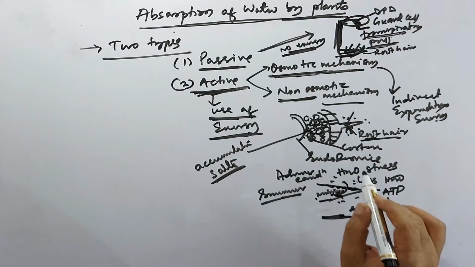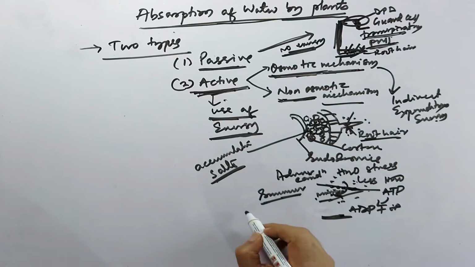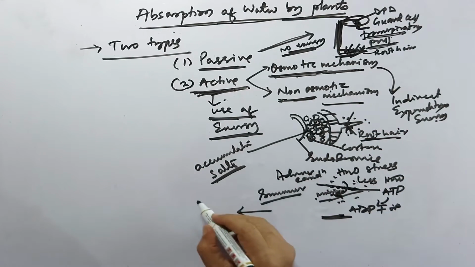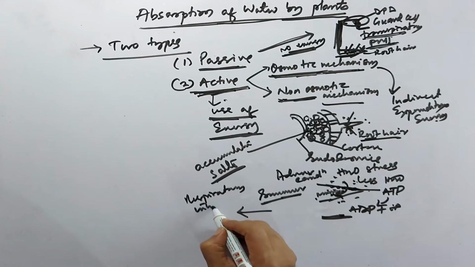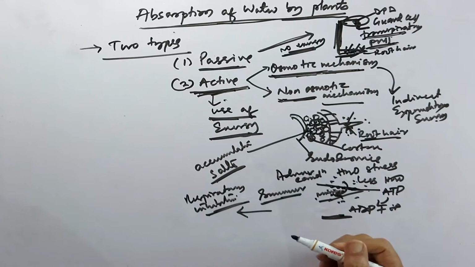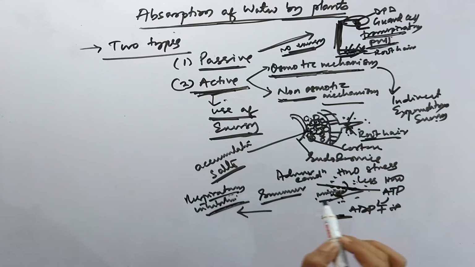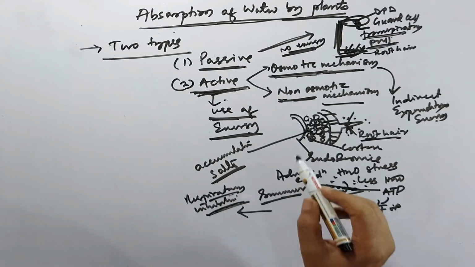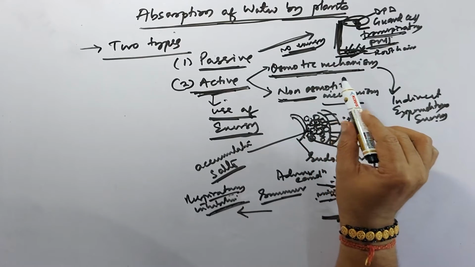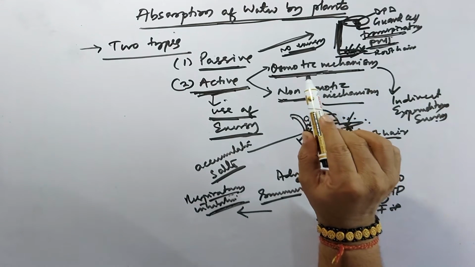So this is the active and non-osmotic mechanism, and this can be easily studied by using respiratory inhibitors. We can also check how much water is really absorbed. In this way, these respiratory inhibitors directly affect the rate of absorption. So this is the osmotic mechanism and the non-osmotic mechanism, and this is the passive process.